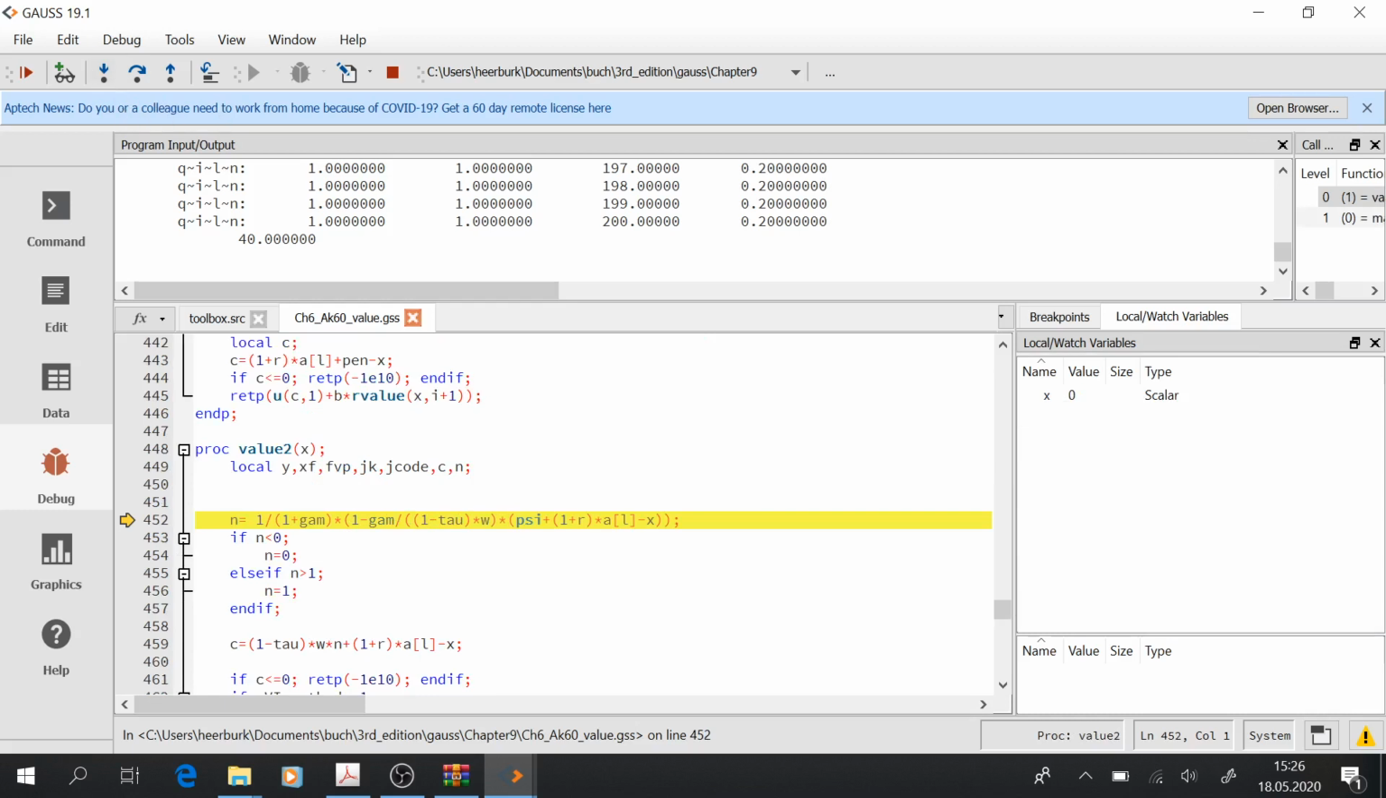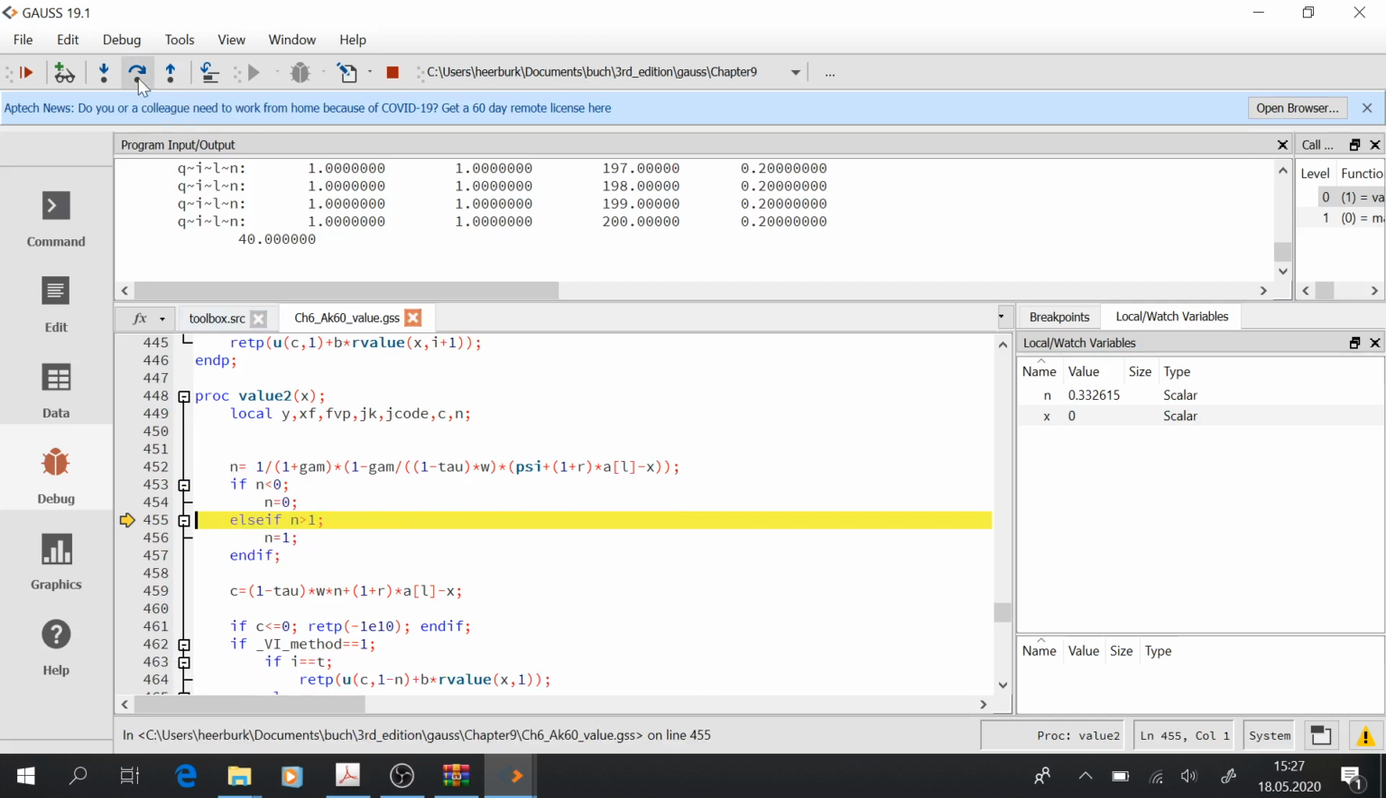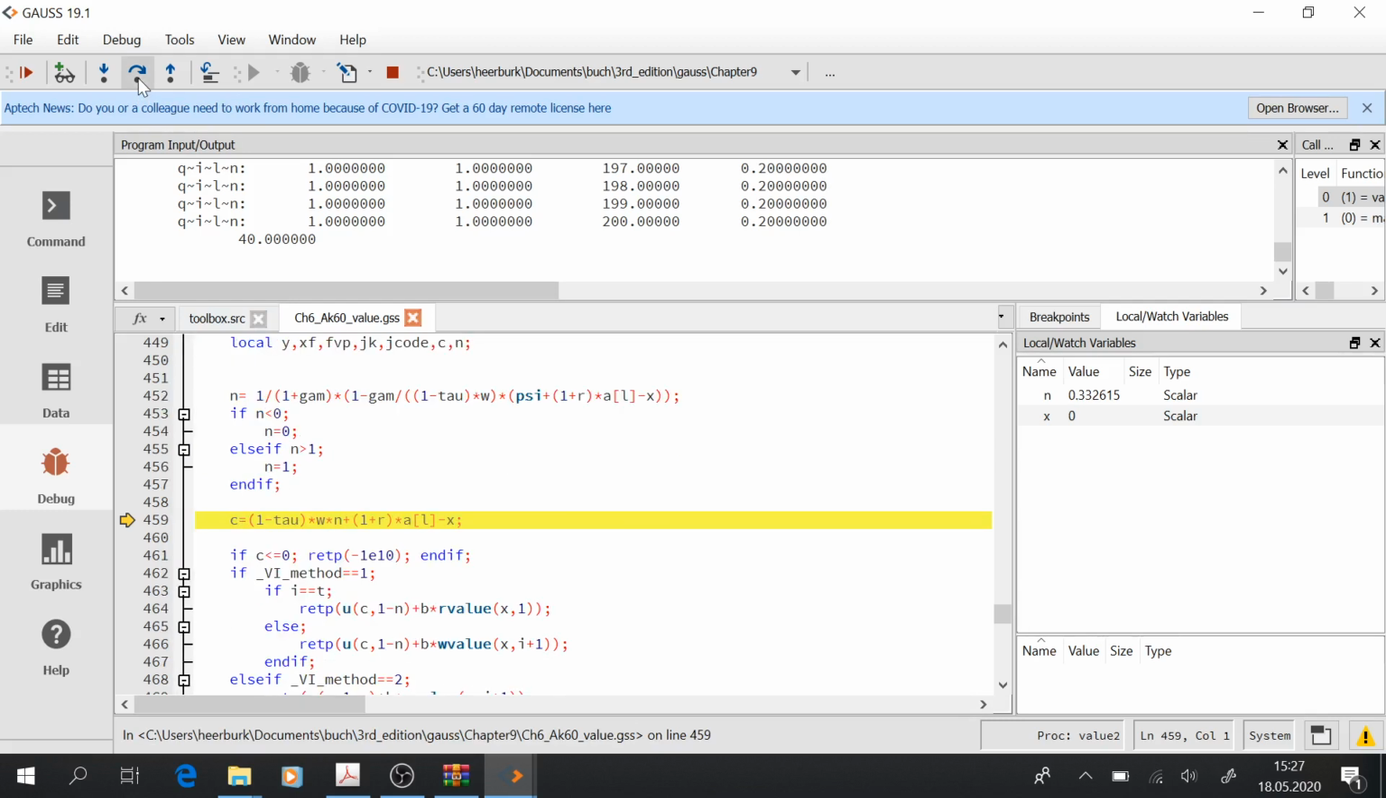And as you can see now, there's a new line. We have endogenous labor supply. Our labor supply, you know, line 452, you know this is our first order condition on labor. We have to check if this is smaller than 0. No, it's not. Our optimal labor supply is 0.332. In case it were smaller than 0, we would set it to 0. And in case it were larger than 1, we would set it to 1.